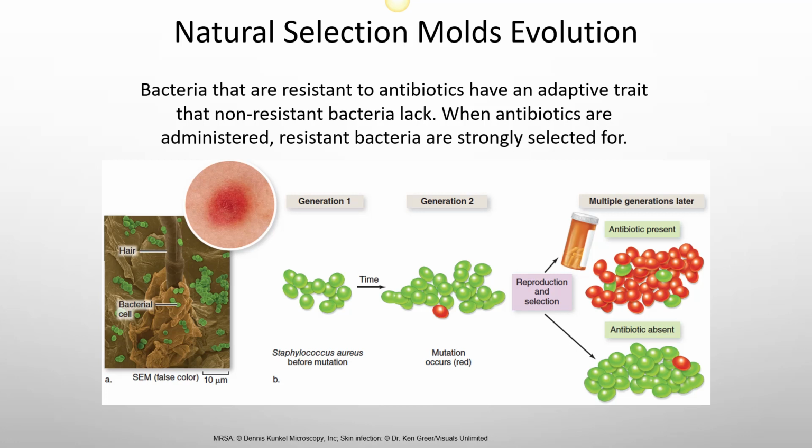A good example of evolution is antibiotic resistance. If a patient receives an antibiotic for a particular infection, there's a chance that there's a mutation in that population where one of them is resistant to the drug. If one of them is resistant and the patient takes the drug, it's going to kill off a majority of the ones that are not resistant.